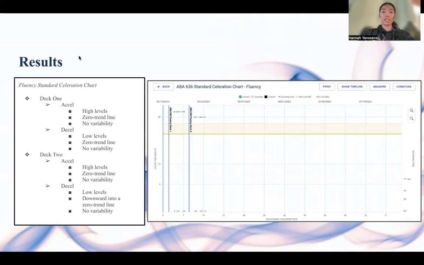And then looking at the fluency standard acceleration chart on the left-hand side, we have deck 1, on the right we have deck 2, and both data analysis and assessments for these regarding ACell show high levels, a zero trend line, and no variability. And then moving down to the bottom with the black dashed lines, we can see that the decel scores for deck 1 and deck 2 both indicate low levels with a zero trend line and no variability.